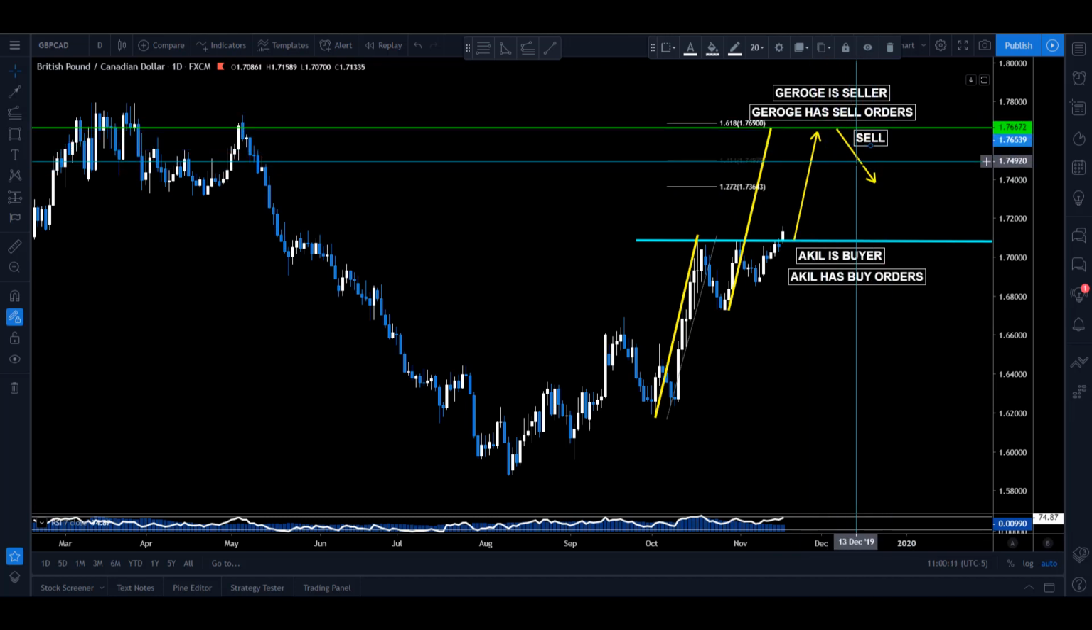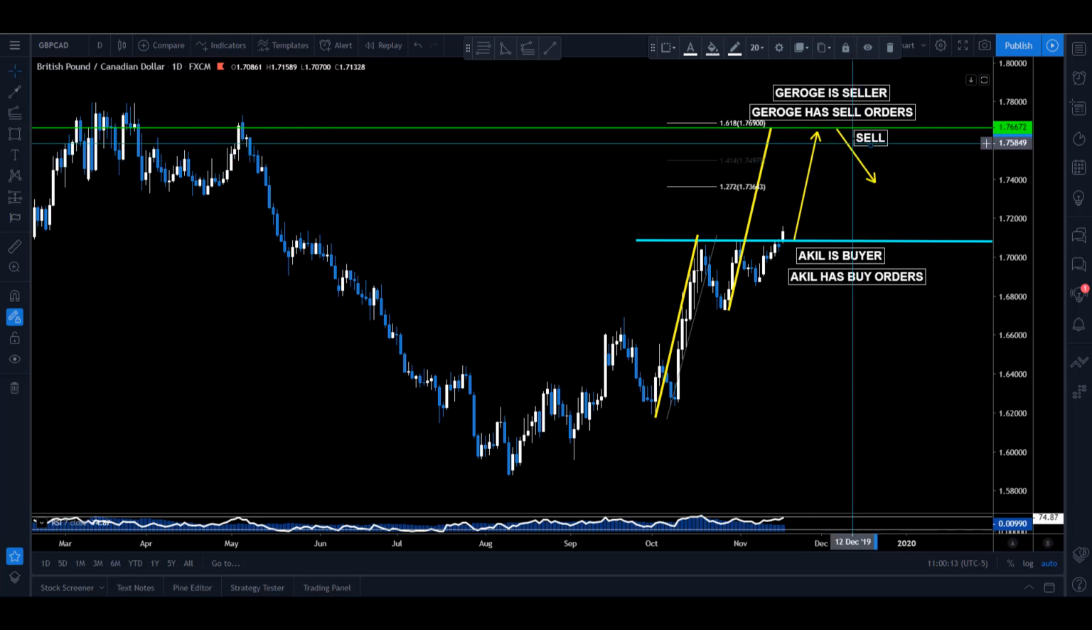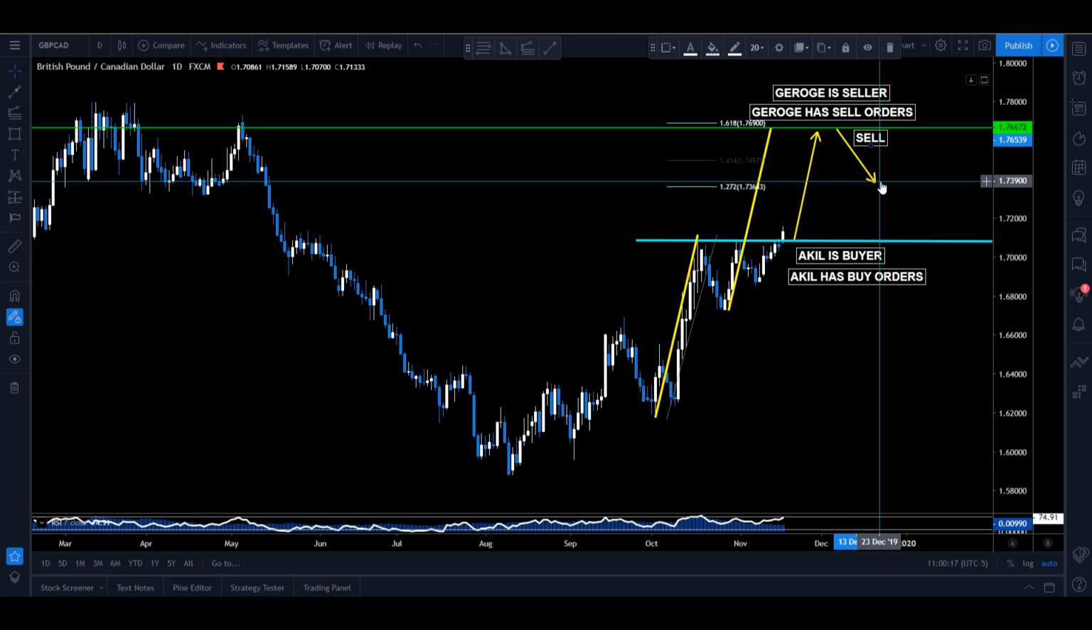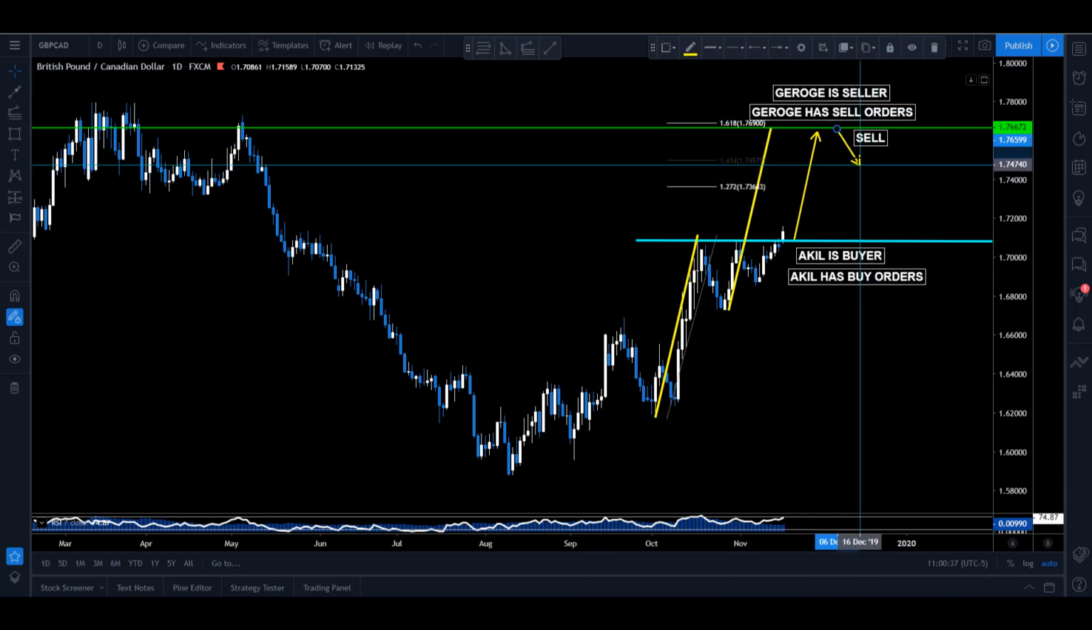Guess what? George has sell orders. Akil has sell orders. A flood of sell orders enters the market, and what happens? We haven't talked about how the market moves, but the market moves when there are more sell orders than buy orders, or the frequency of sell orders is coming in faster than the buy orders.